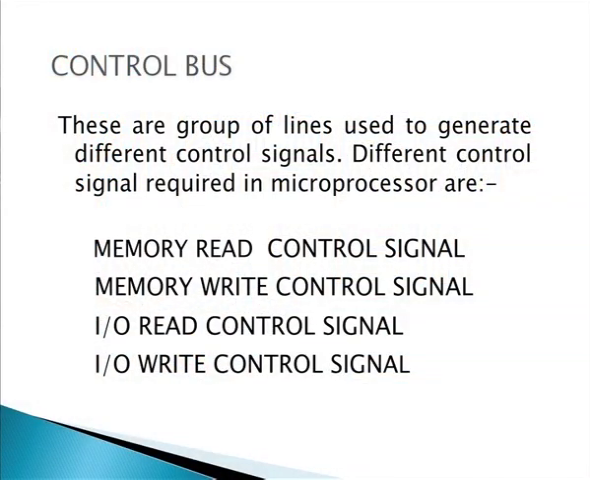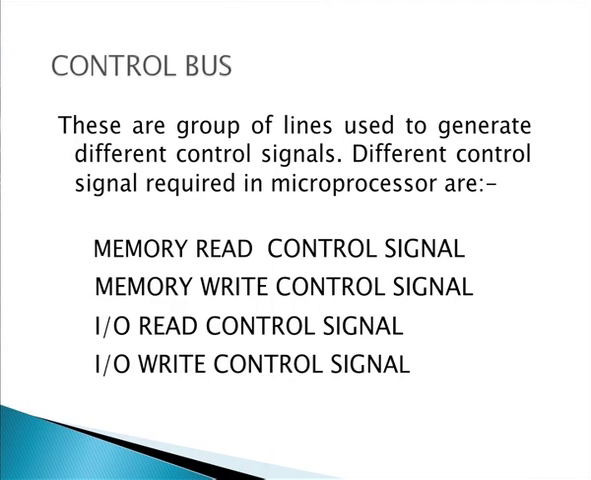Then next we come to again an important bus of a microprocessor, that is the control bus. These are actually the group of lines used to generate different control signals. The different control signals required in the microprocessor are memory read control signal, memory write control signal, IO read control signal and IO write control signal.